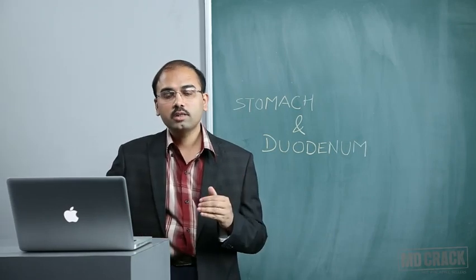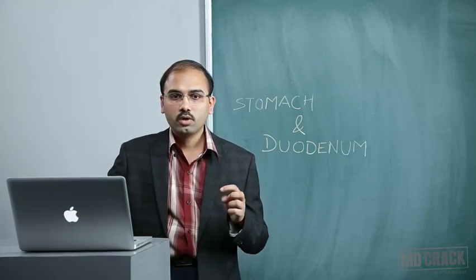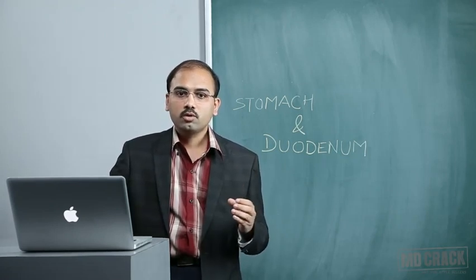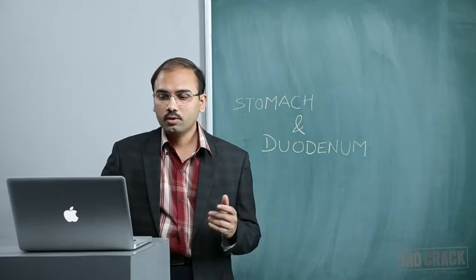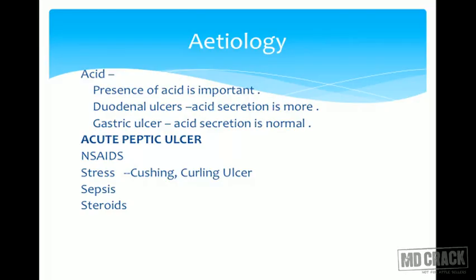These ulcers are divided into acute and chronic. So we have now acute peptic ulcers. We see now the etiology of acute peptic ulcers. It is caused by non-steroidal anti-inflammatory drugs and stress. The stress leads to Cushing's and Curling's ulcers. Cushing's type is seen in head injury and Curling's type is seen in burns. We'll see Cushing's ulcer later in detail. Acute peptic ulcers can also be caused by sepsis or steroids.